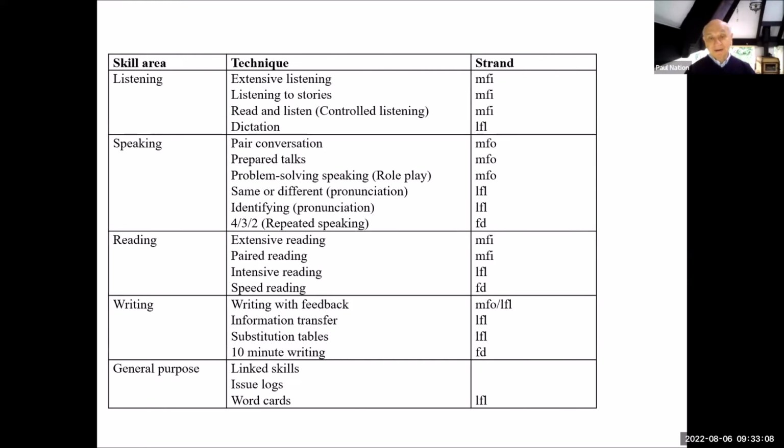Okay, here are the activities put into the 4 strands. I've got MFI for meaning-focused input, and LFL for language-focused learning and output. And you can see that if you look across these activities, there should be a balance of activities across the 4 strands of a course. And you will notice that in each of the 4 skills of listening, speaking, reading and writing, there will be opportunities for input or output, language-focused learning, and also fluency development.